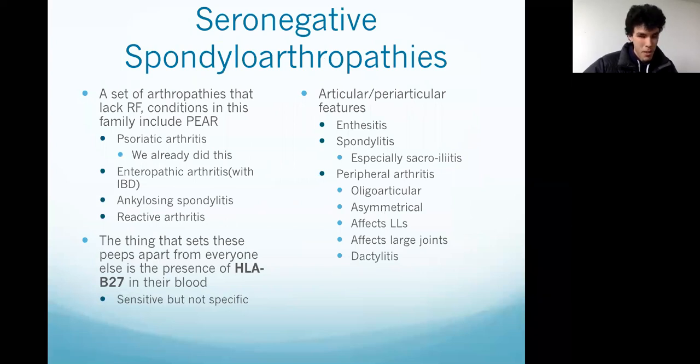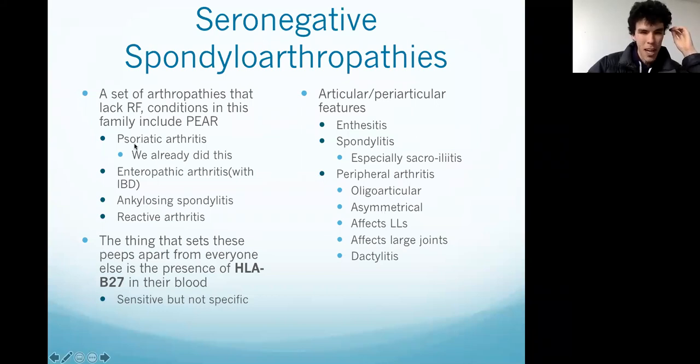Okay, this is probably close to the start of the weird stuff. So seronegative spondyloarthropathies is a really long name for essentially a whole bunch of conditions that are a little bit weird and don't have the kind of antibodies we're used to finding, like rheumatoid factor. So we already did psoriatic arthritis. The other ones here are enteropathic, which you can get with things like gout, with IBD, ankylosing spondylitis, reactive arthritis. And these guys will be HLA-B27 positive.